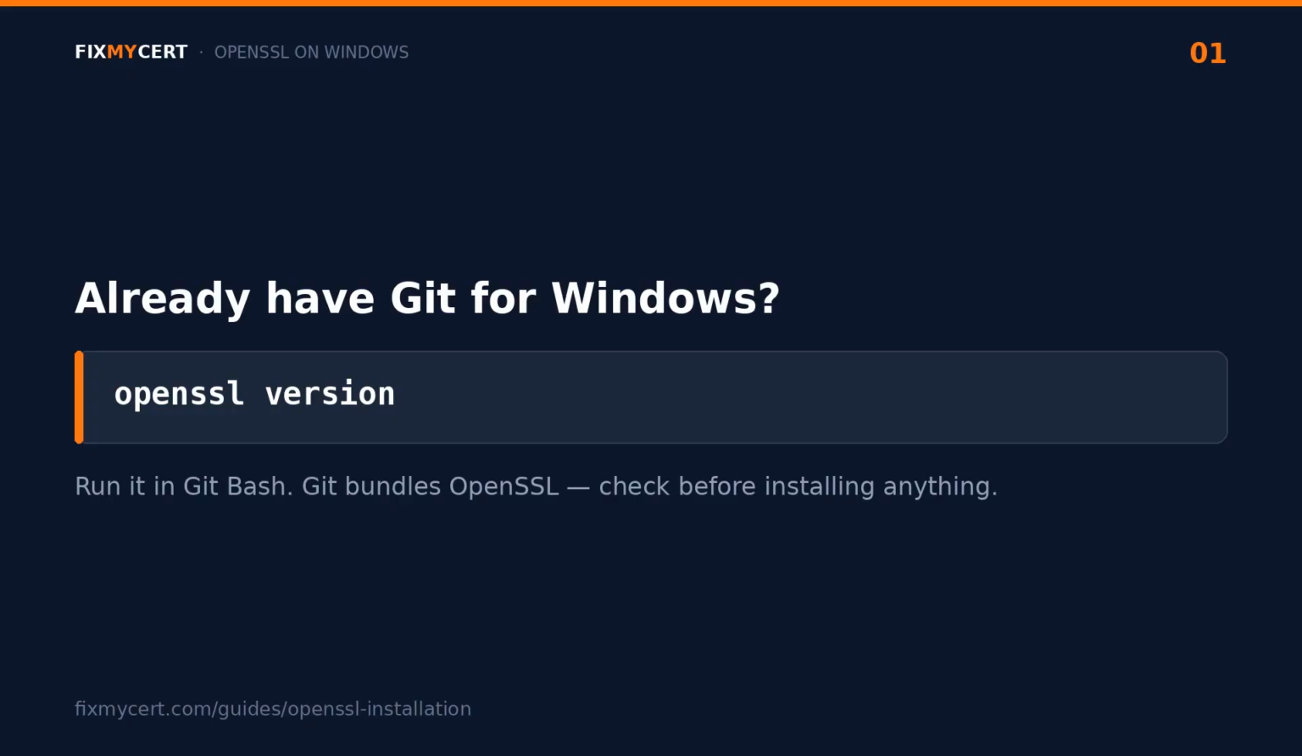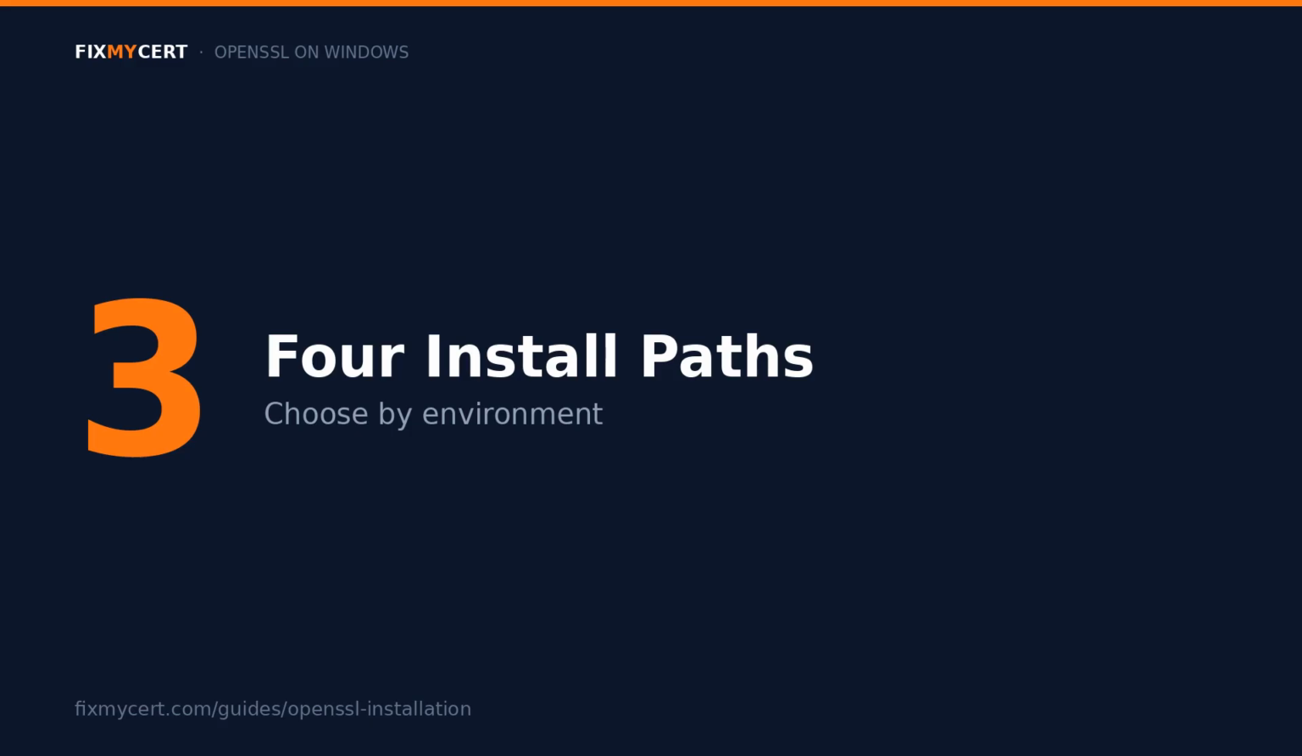The crucial takeaway here is that this quick 5-second check in Git Bash will instantly prove if you even need to bother with a full installation. If it spits back a version string, you're done. For ad hoc certificate inspection or just generating a quick CSR, that bundled binary is 100% sufficient. It's honestly kind of funny how many of us have this tool sitting right there on our hard drives without even realizing it.